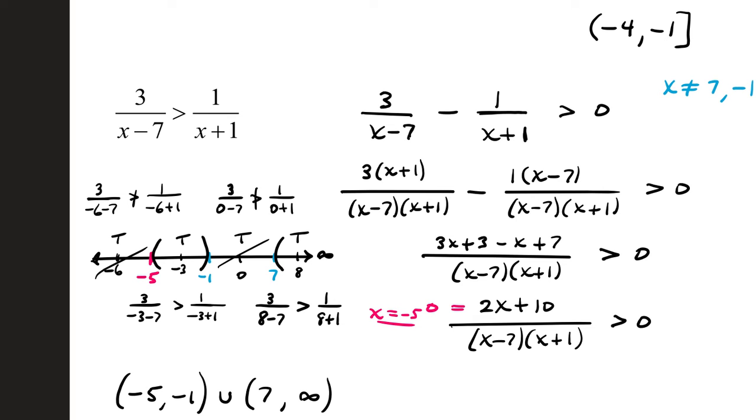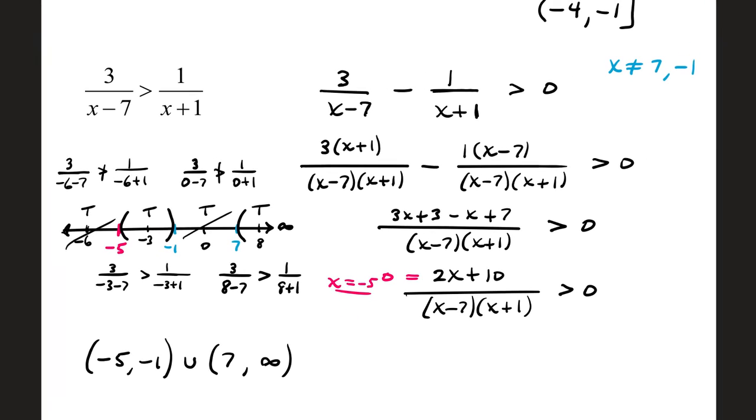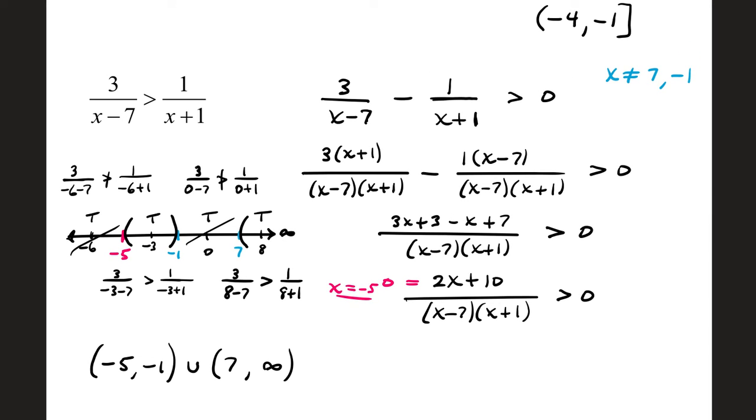Our denominator is 0. Let me collapse this a little bit, y'all. There we go. Up here in the light blue, the denominator is 0 at 7 and negative 1. So these are our two key numbers where the rational expression is undefined. Negative 5 is the 0, or where the numerator is 0 of the rational expression.